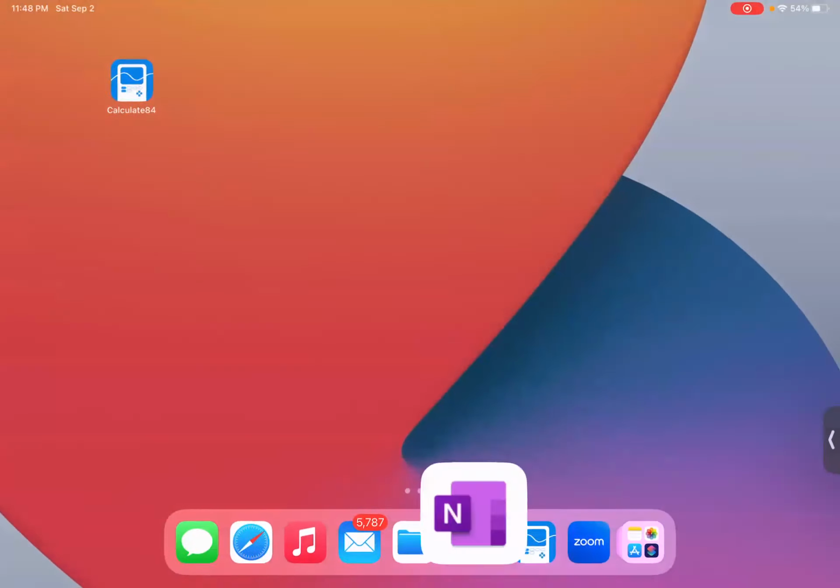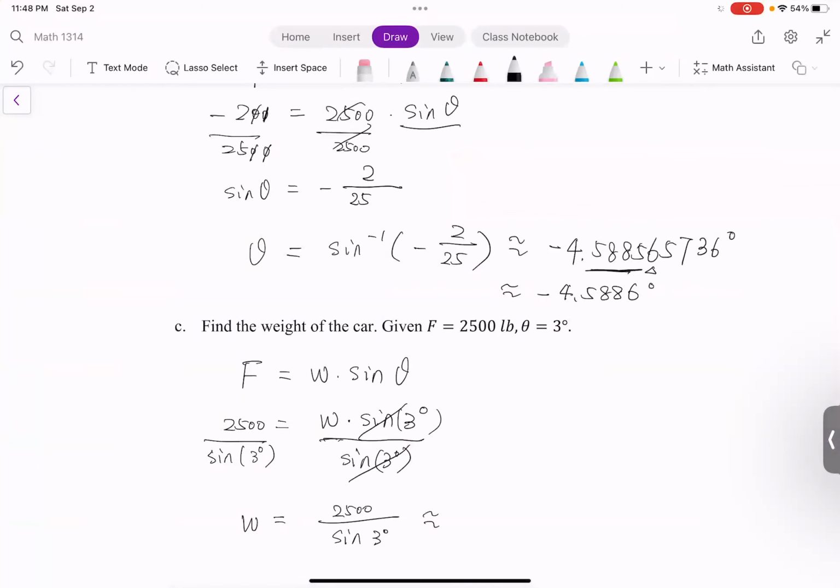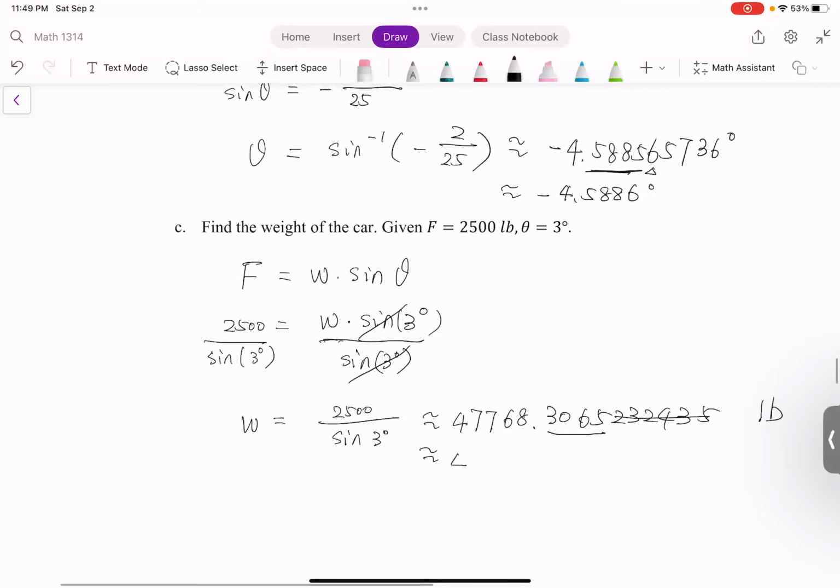Oh, that's a big number. So the car is super, super heavy. That's 47768.3065232435 pounds. But I keep 4 decimal places. I said 4. So I stop here. The digit after the fourth is too small, so I'm having 47768.3065.